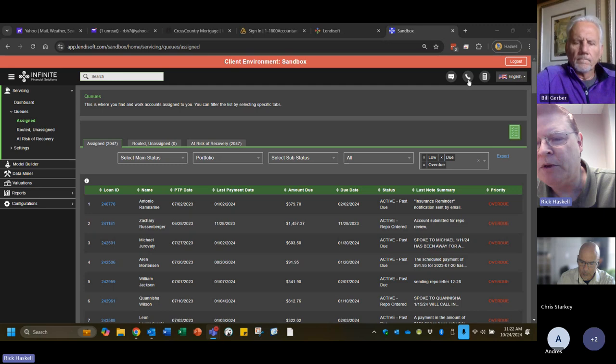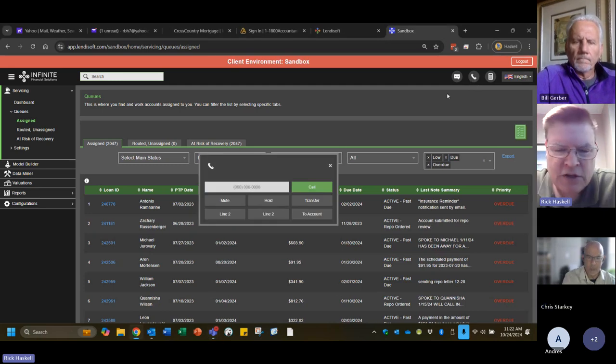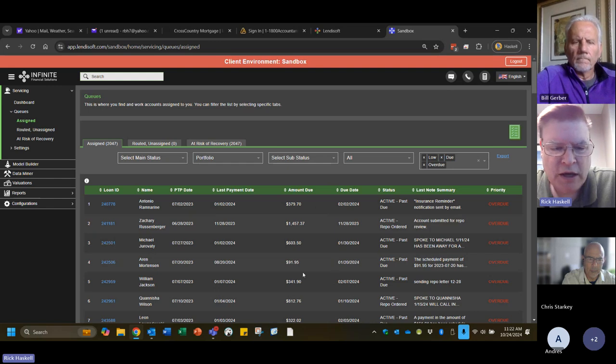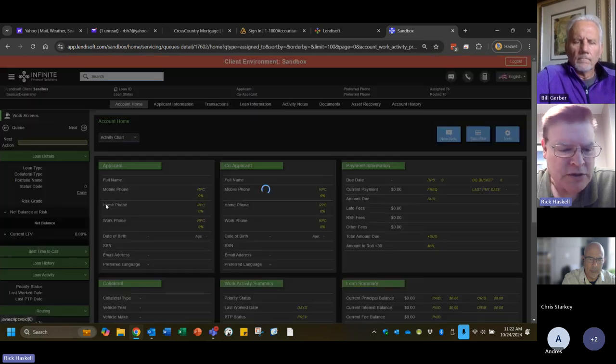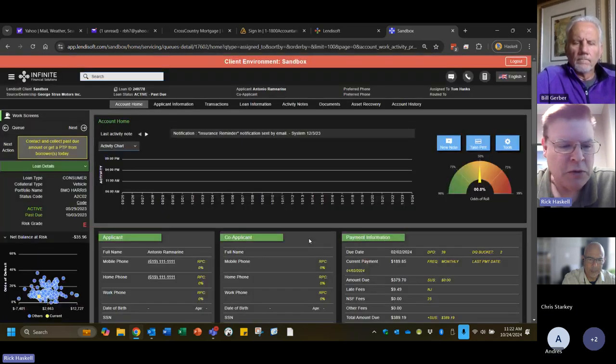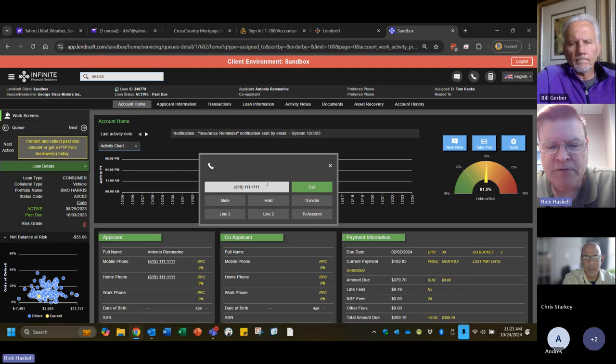There is a phone widget up here at the top, and this is for click to dial phone communication. Essentially, you can make a phone call. I'm not actually in a loan yet, but I'm in the work queue. If I go into a loan, let's just click on one, and if I click on one of the phone numbers, it will pop up the phone widget and paste the phone number in here, and I could just one click to make a phone call. So, click to dial.